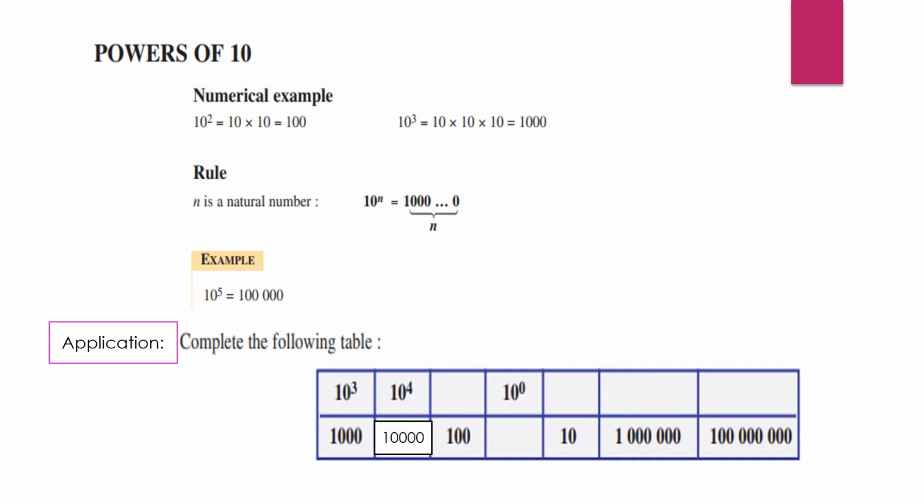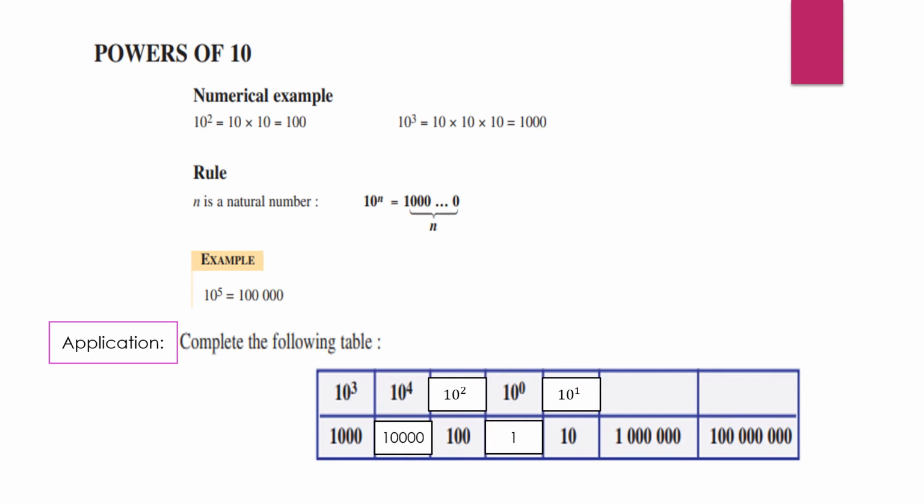The number becomes 10,000. Here we have 100. In 100 we have 2 zeros. So the power of 10 is 10 squared because we have 2 zeros. 10 power 0 means there is no zero beside 1. So it becomes 1. And if we remember that any number to the power 0 also gives 1. Now we have 10. We have 1 zero beside 1, so the exponent is 1. So 10 power 1.